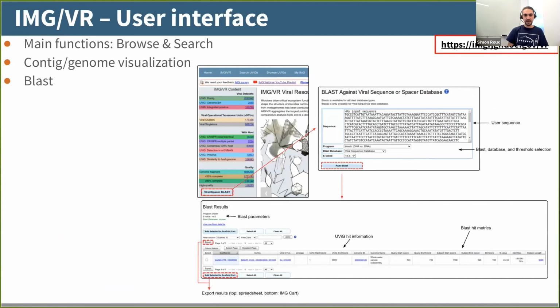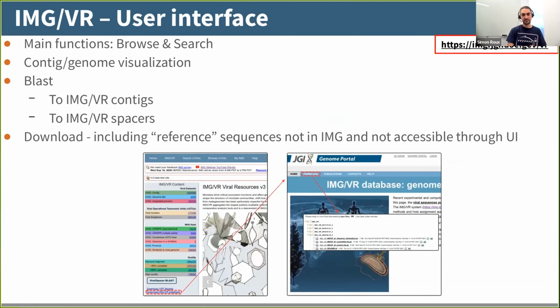Okay, very last bonus and add-ons. On IMGVR, you have this virus spacer blast. If you come in with one sequence, this is not meant for high throughput analysis, but if you have one or a few sequences that you would like to compare to IMGVR, you can do it through the online blast. Otherwise, we recommend you download the database and run the blast on your side. And that's really the last part.